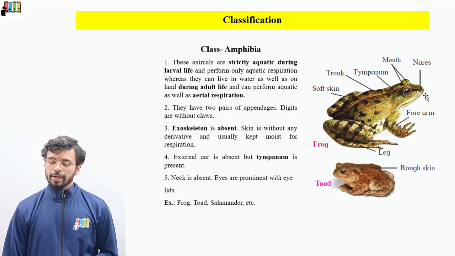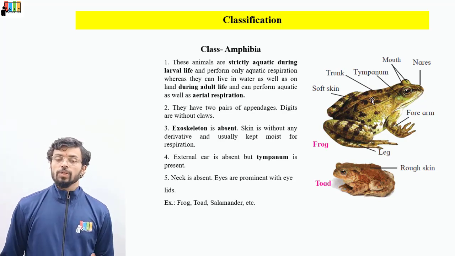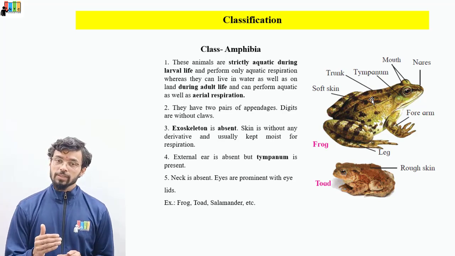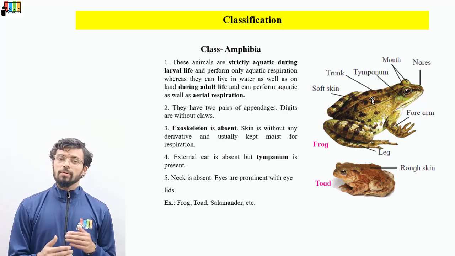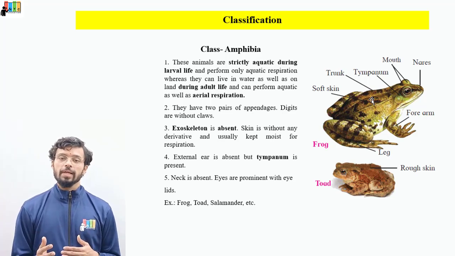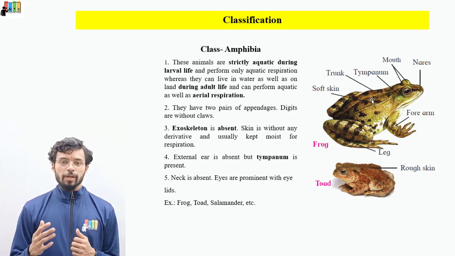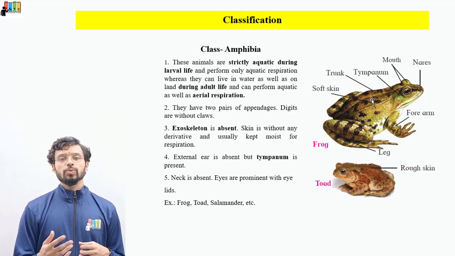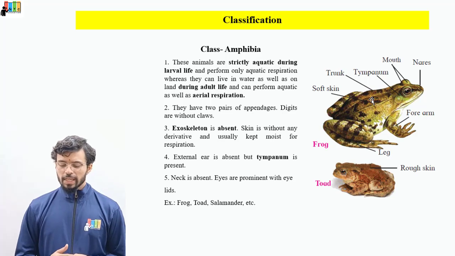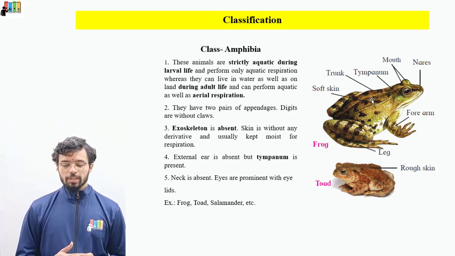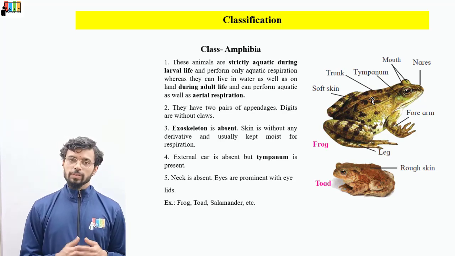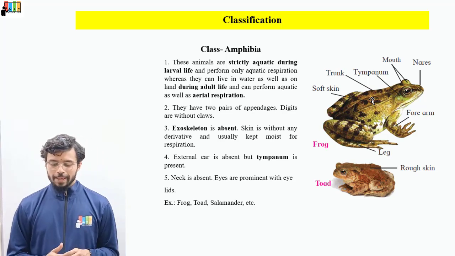You have the mouth parts, the nares, and the soft skin. So at times they also breathe through the skin. That is why the skin is maintained soft. They keep on frequently jumping between water and land. It cannot be completely dry. Frogs usually prefer having a moist skin. Toads usually can survive in dry climates as well. So the exoskeleton is absent and skin is without any derivative or any secretion usually. So they usually keep it moist for respiration.